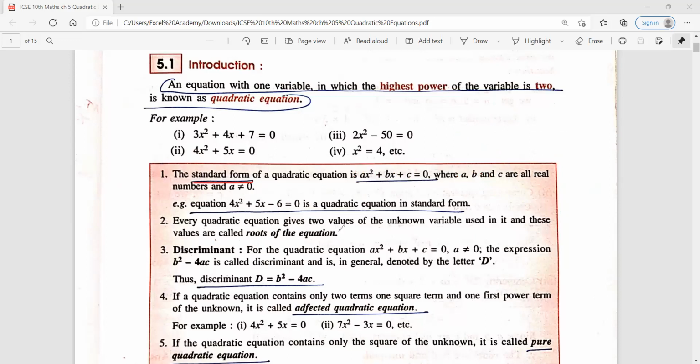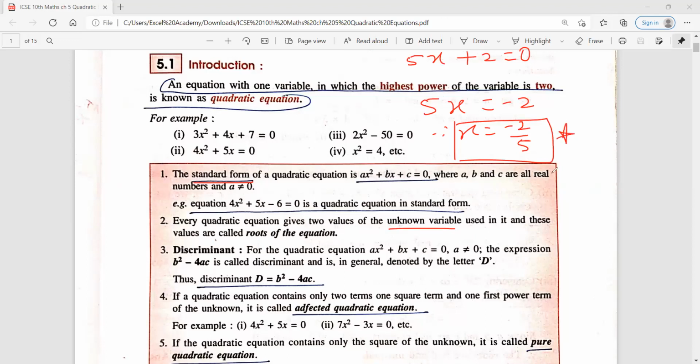Every quadratic equation gives two values of the unknown. When you solve a linear equation, let's say 5x plus 2 is equal to 0, this is a linear equation, isn't it? If you try to solve it, you get 5x is equal to minus 2, so x is equal to minus 2 upon 5. This is the solution. So if the degree of the equation is 1, that is, it is a linear equation, then you get only one value of x, maximum one value of x.